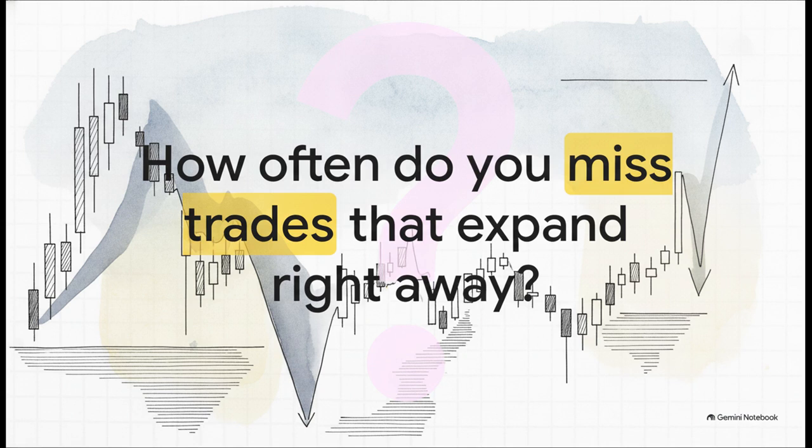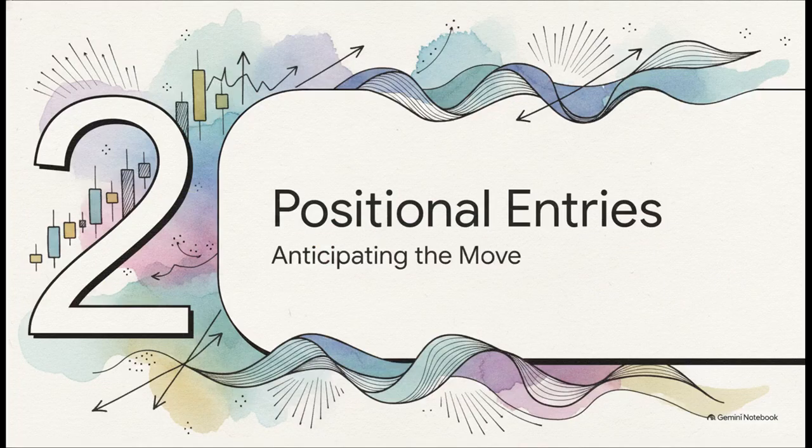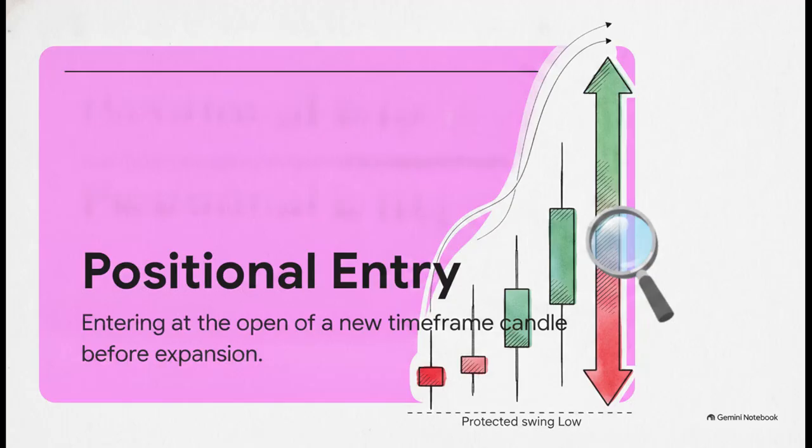It is so incredibly frustrating to have the exact right bias but absolutely zero profits to show for it, all because the market didn't give you that textbook pretty retracement. Okay, so how do we fix this? That brings us to part 2, defining positional entries and how we anticipate the move. To completely solve this missed opportunity, we use an advanced concept called a positional entry. Basically, it means getting yourself onside before the fireworks even start.